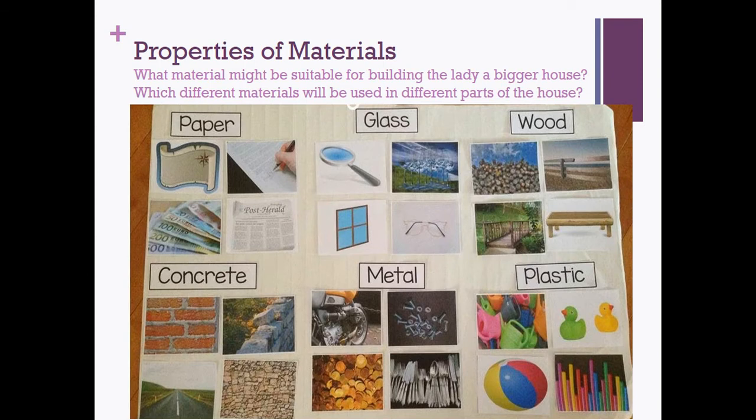So this is the word properties again, and we looked at this word properties together. Properties is the way that we would describe the materials. It's the parts of the materials that make them what they are. And we've got 6 different materials here on the screen. There's paper, glass, wood, concrete, metal and plastic.